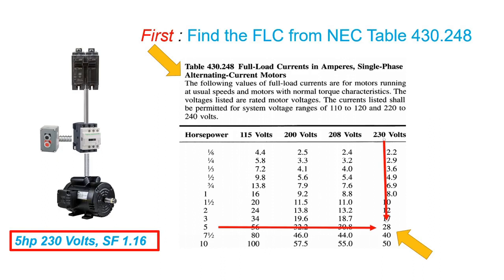Let's talk about the steps that cover sizing the branch circuit. The first thing we're gonna do, find the full load current from Table 430.248 for single phase, and for three phase, 430.50. It says 5 horsepower, 230 volts, 28 amperes.